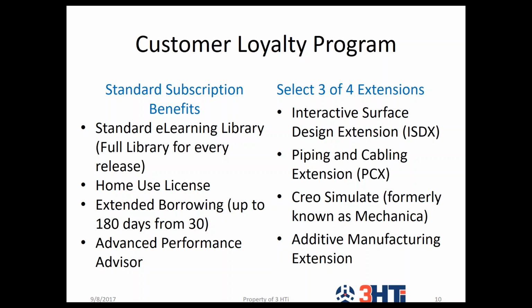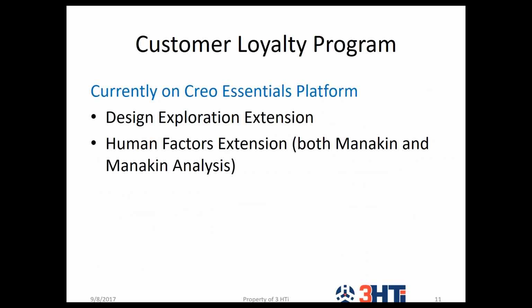Then you can select 3 of 4 extensions for Creo. You can get the Interactive Surface Design extension, Piping and Cabling, Creo Simulate, which is formerly known as Mechanica, or the Additive Manufacturing extension. So you get 3 of these 4 extensions when you convert to a subscription, and you also get the Design Exploration extension and the Human Factors extension, which is Mannequin and Mannequin Analysis.